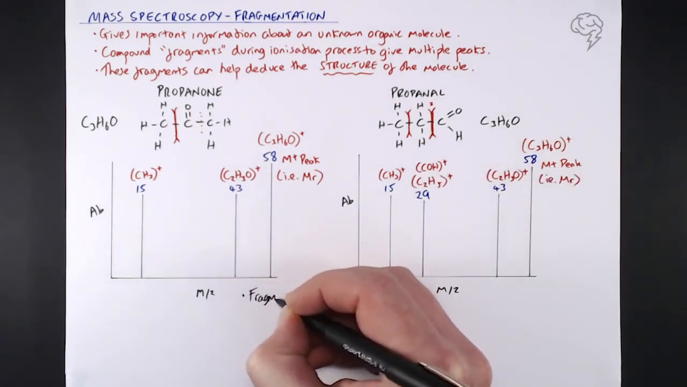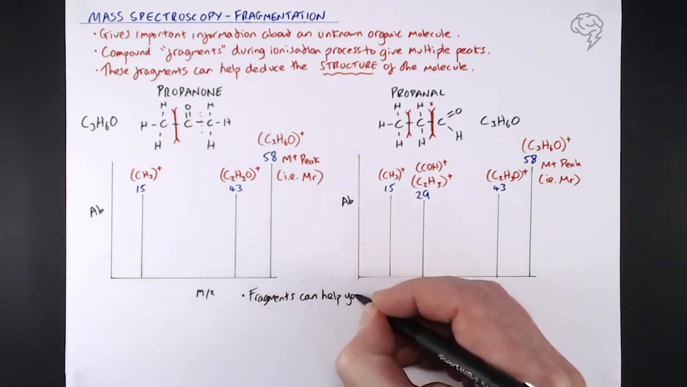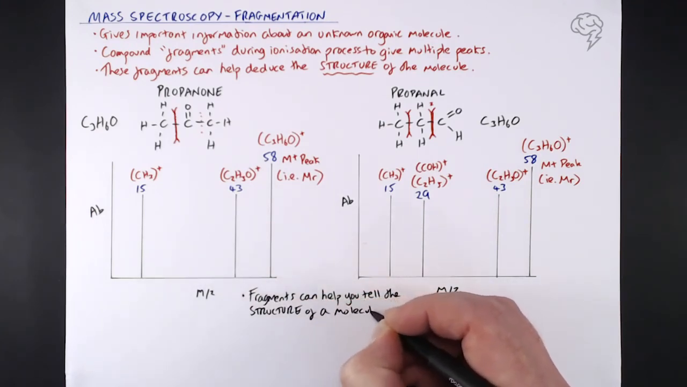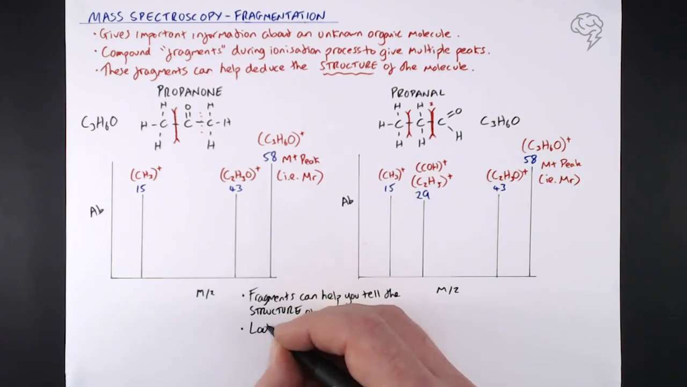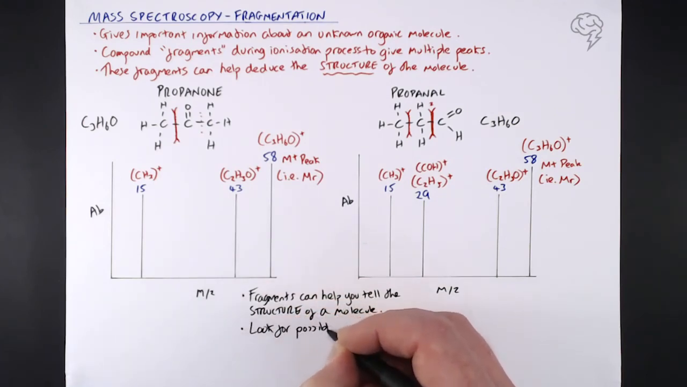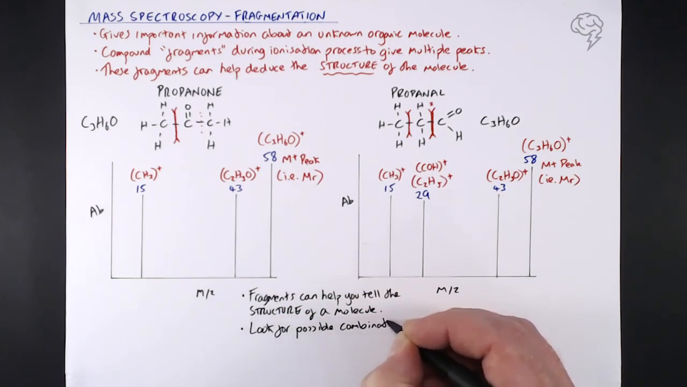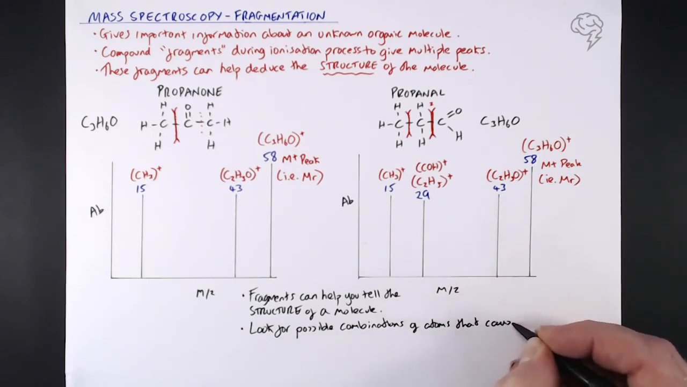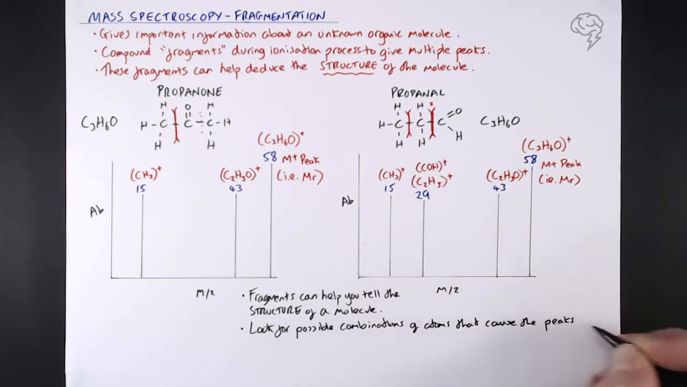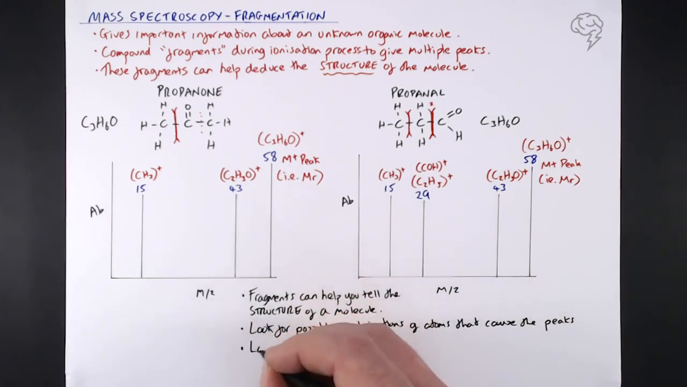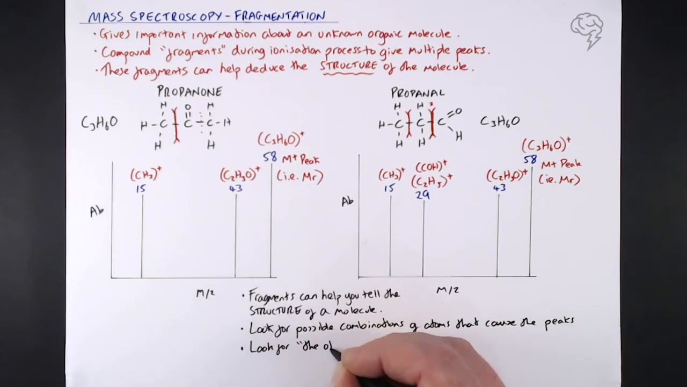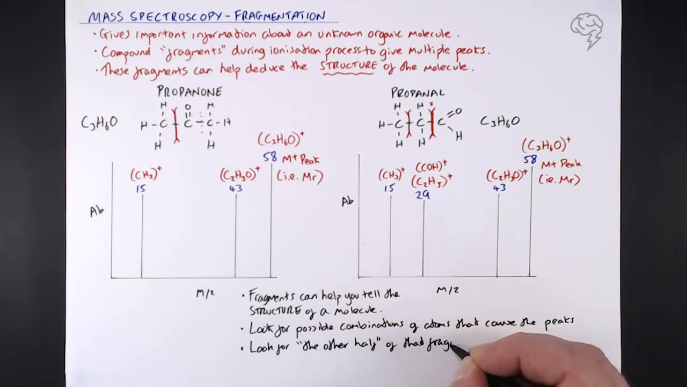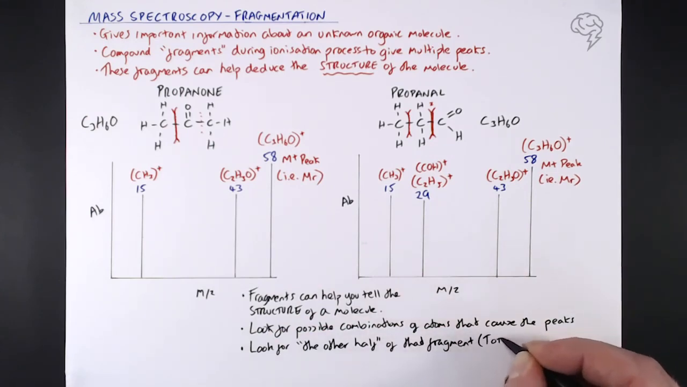Well, fragments can help you tell the structure of a molecule. So the far right hand side is your molecular ion peak, the heaviest fragment, that's the whole molecule, but fragments can help you tell the structure. Look for possible combinations of atoms that cause those peaks. So if you've got a peak at 22, look for possible combinations of carbons and hydrogens and oxygens or whatever you've got in that molecule, because that will help you deduce the structure that way. Once you've got one peak, look for the other half. You should know the Mr of that molecule using that molecular ion peak. So if you've got a fragment of 15, like in our first example, there's going to be a fragment of 43 that takes it up to 58.